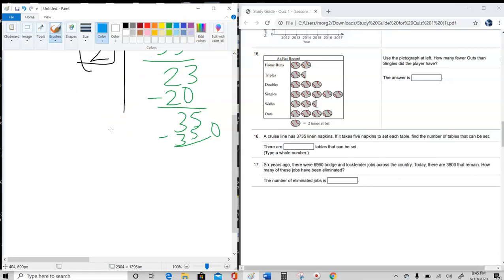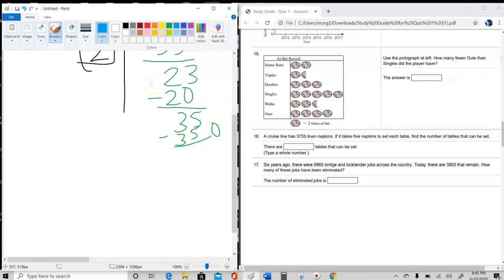Number 17. Number 17 on this study guide. 6 years ago, there were 6,960 bridge and lock tender jobs across the country. Today, there are 3,800 that remain. How many of these jobs have been eliminated?